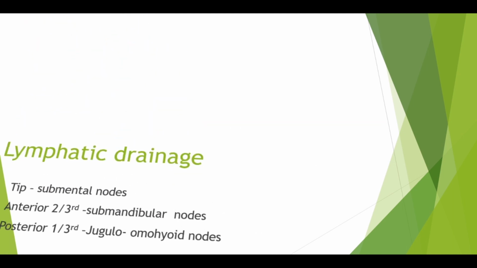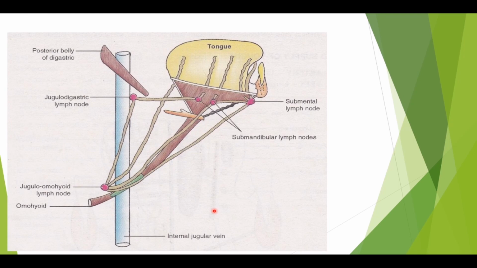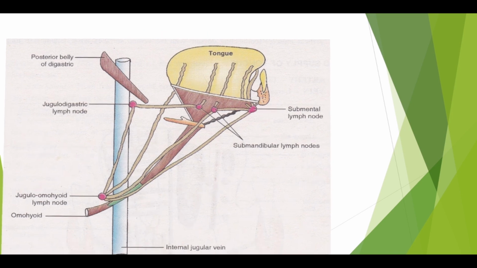Now the lymphatic drainage, I'll show you here in the diagram. Anterior part of the tongue is draining into the submental lymph nodes, whereas the posterior part is into the submandibular lymph nodes. Posterior most part of the tongue is going into the jugulo-omohyoid lymph nodes. As you can see here, the jugulo-omohyoid is lying against the muscle omohyoid.